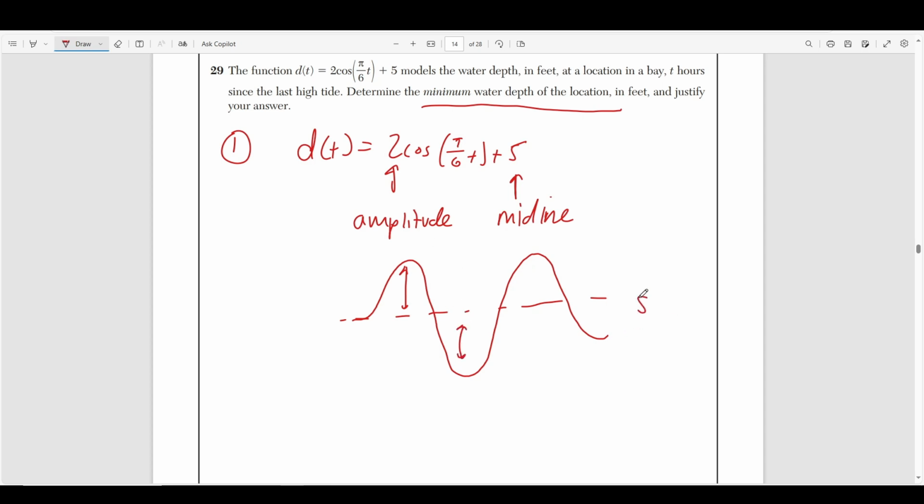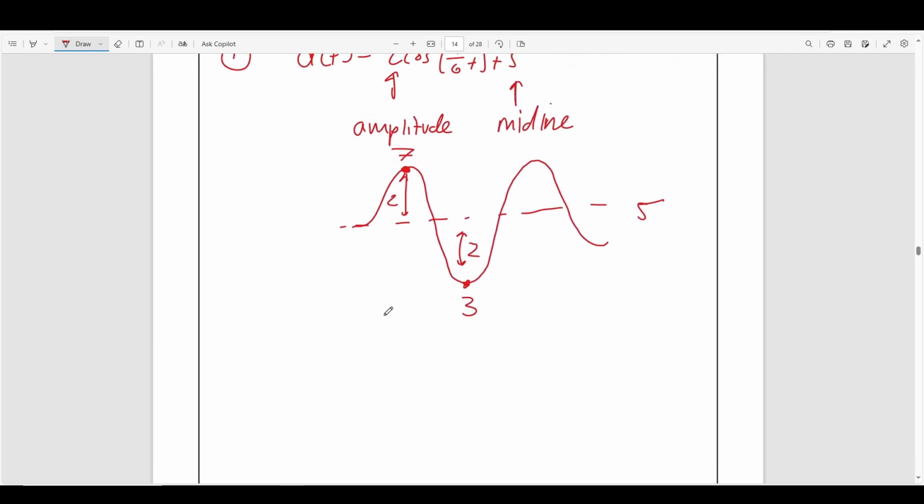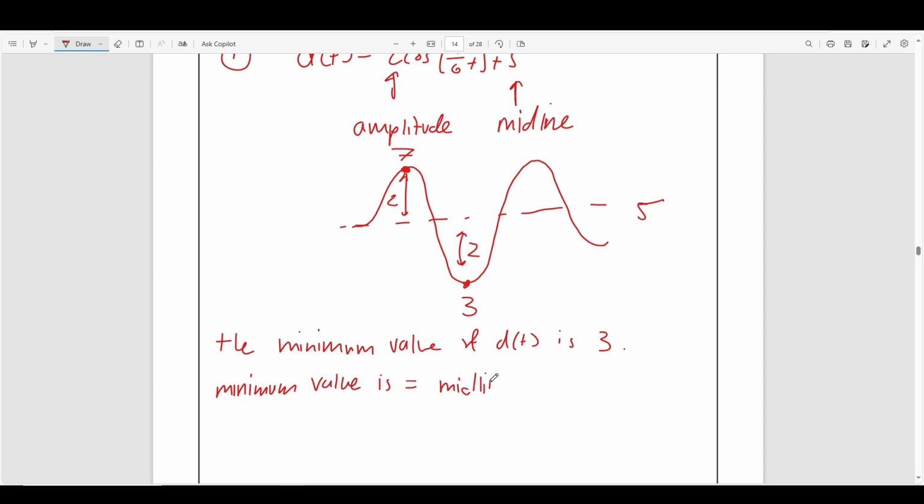So if we know that the midline is 5 and the amplitude is 2, we're switching between a maximum value of 7, which is the midline plus the amplitude, and a minimum value of, well, if this is 5, 5 minus 2 is 3. Because then we go down by 2. Here we go up by 2. So in this case, we can justify our answer by referencing this. We can say that the minimum value of d of t is 3. The minimum value is equal to the midline minus the amplitude. So in this case, the midline is 5 and the amplitude is 2, and that gives us 3.